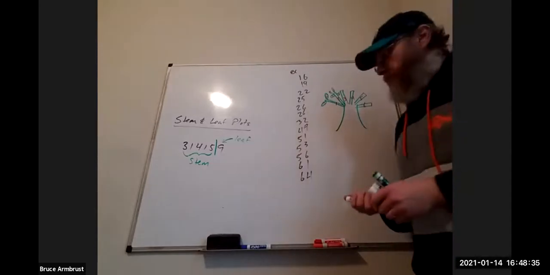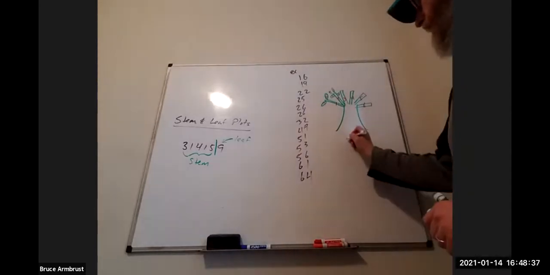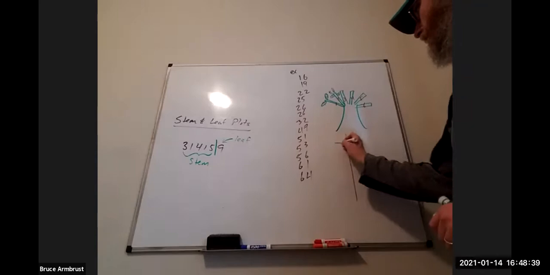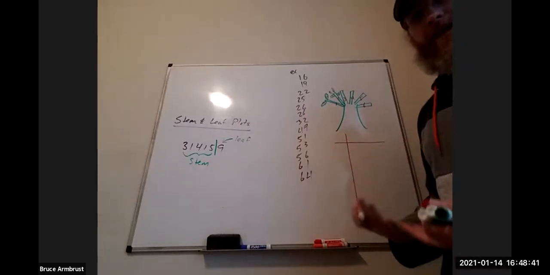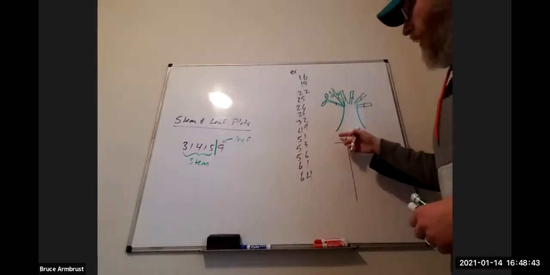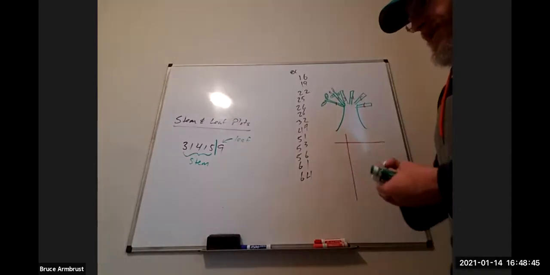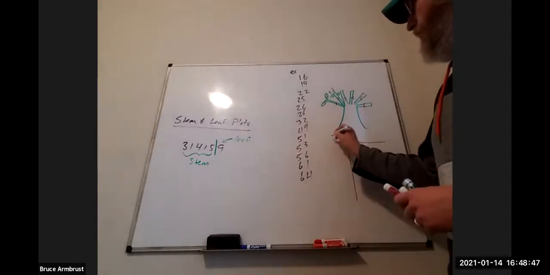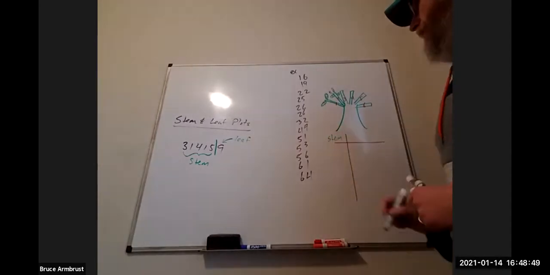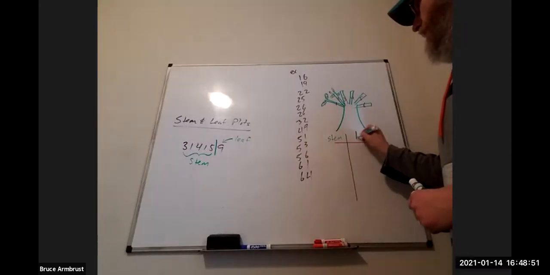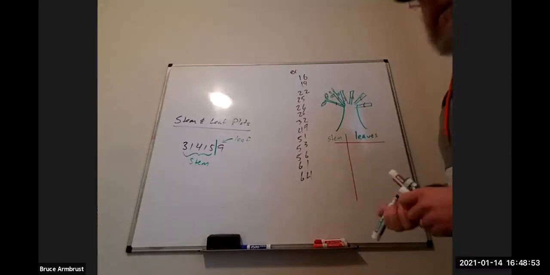All right, so here's how we actually do it. We're going to make a T-chart. And on the left, this is going to hold our stem. So over here is going to be the stem value. And on the right, these are going to be the leaves.